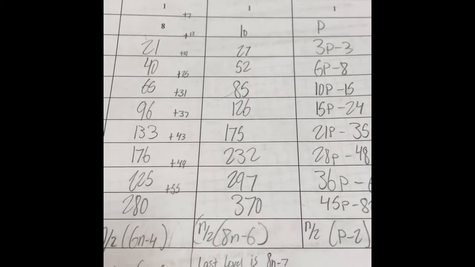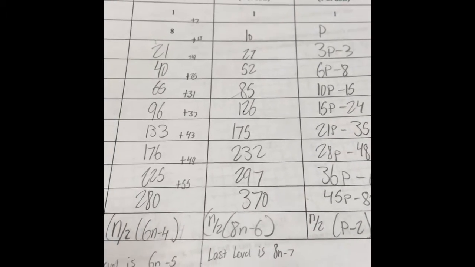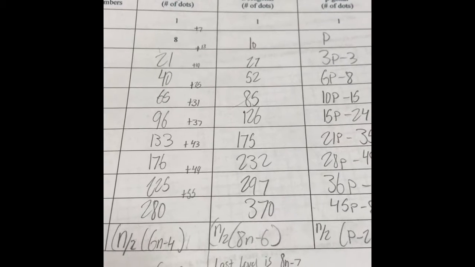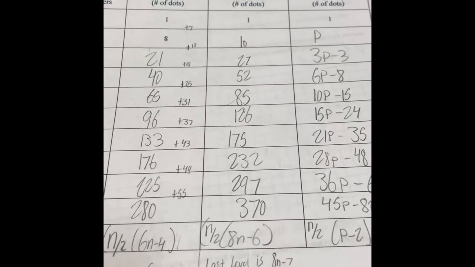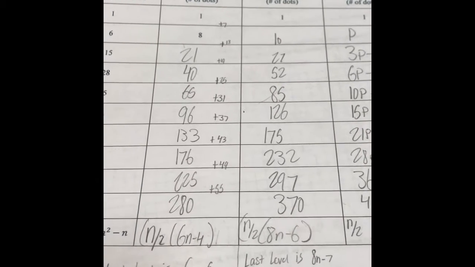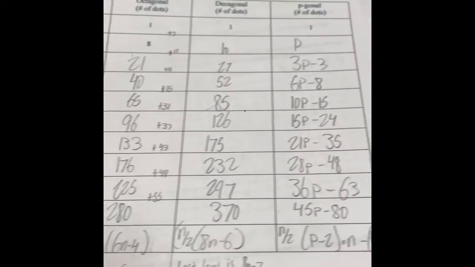Decagonal, here's all my answers. Now I did the same thing with rainbowing, and I got n over 2 times 8n minus 6. So those are my n formulas for octagonal and decagonal.